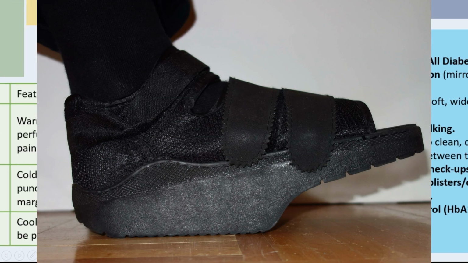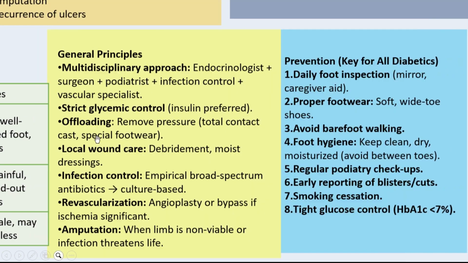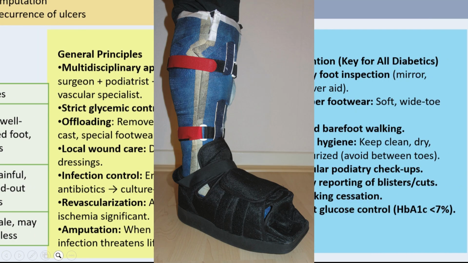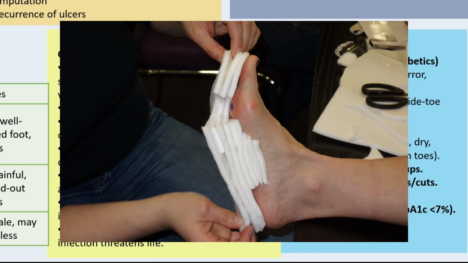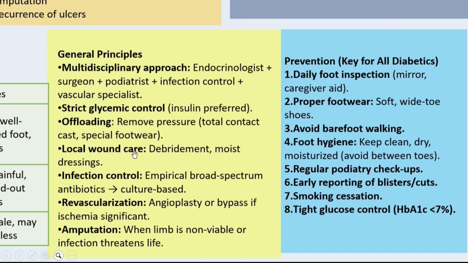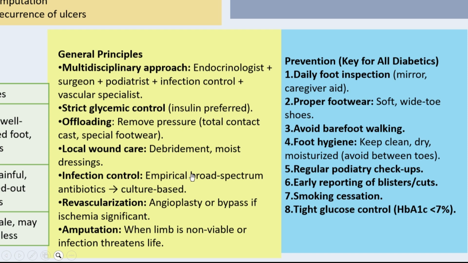I can use what they call the total contact cast, and this is going to make sure that the place that has the ulcer is not touching the ground, it's not being pressed against, and that will help enable that place to heal. Then you have local wound care where we do debridement and moist dressings. We have to give antibiotics for infection control, that is empirical broad spectrum, and maybe culture based, but most of the times in diabetic foot we have a polymicrobial infection, so we treat empirically with broad spectrum antibiotics.